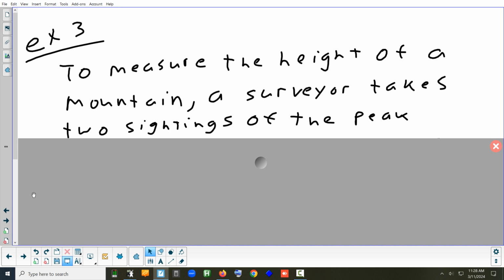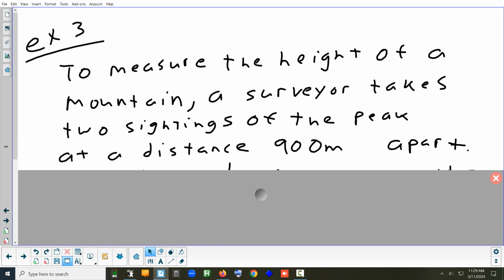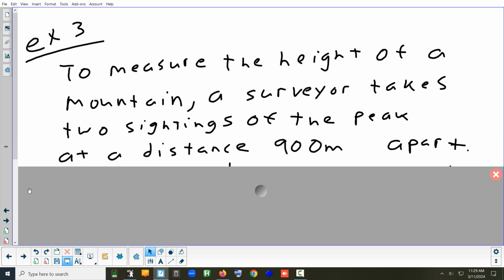The idea is you're going to measure the height of something by standing in one spot, measuring something, then backing up a certain amount in a straight line, and measuring that same thing again. So you have to measure something from two different spots. This particular surveyor is going to measure the peak of the mountain, from a distance of 900 meters apart.